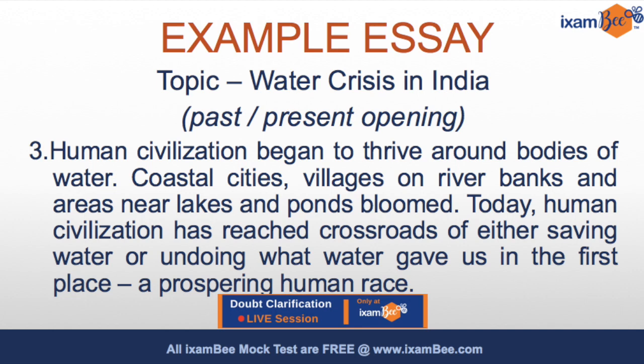Here I'm going to use a past present opening, which means I'm going to talk about something in the past and then I'm going to say how the situation is today and I'm going to compare the disparities. Okay, so look at this. Human civilization began to thrive around bodies of water. Coastal cities, villages on riverbanks, and areas near lakes and ponds bloomed. But today what's happening? Today, human civilization has reached crossroads of either saving water or undoing what water gave us in the first place, a prospering human race.